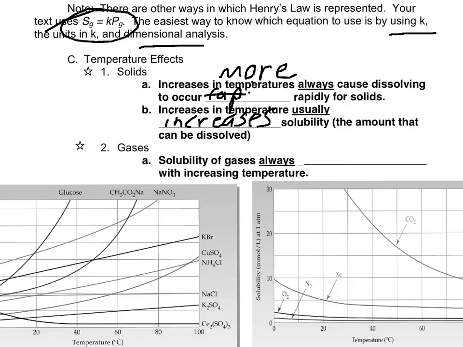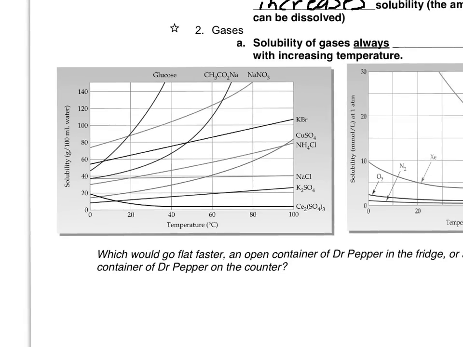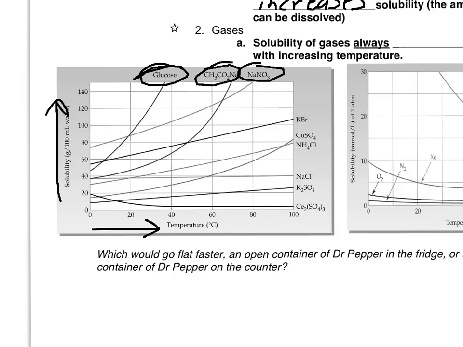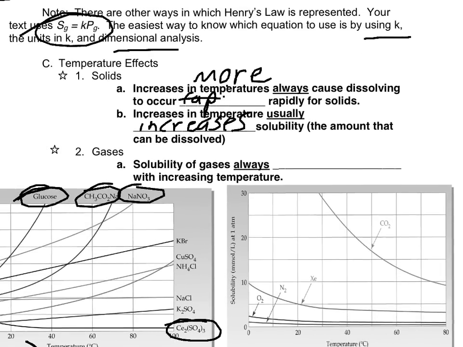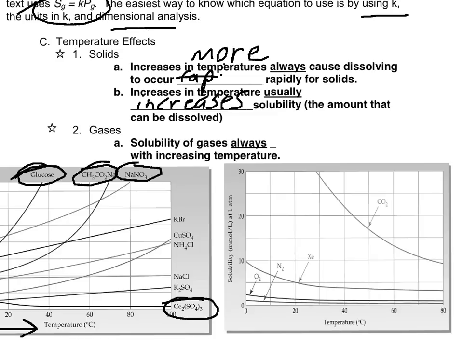Most of the time it's going to do that, but if you look at this chart right here, for most of these substances, as temperature goes up, solubility is going up too. But look at this guy right here. Really strange. As the temperature went up, its solubility actually went down. So there are a few solids that that's not true for, but most of the time, as you increase temperature, you increase solubility. And all of the time, as you increase temperature, it will dissolve more rapidly.